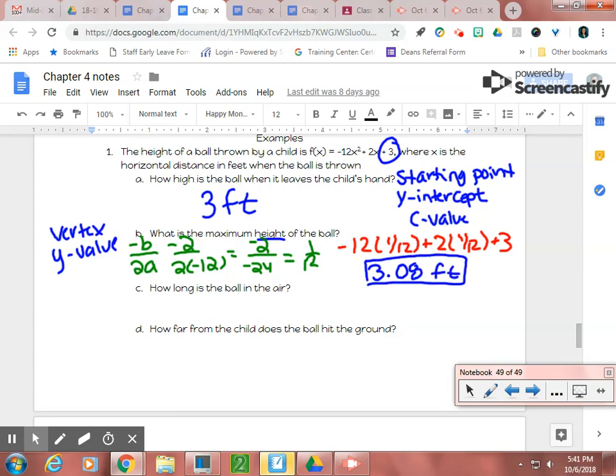So the kid doesn't really throw the ball very high. It's at its highest point at 3.08 feet. So he's barely getting it much higher than he is, which is logical for a child. How long is the ball in the air?